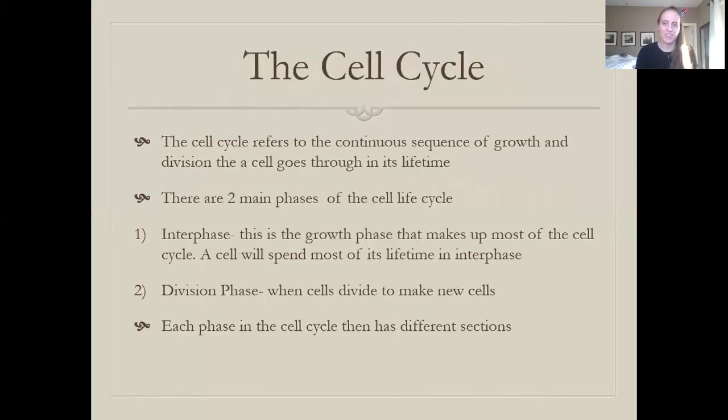So the cell cycle is just all of the different phases of growth and division that a cell goes through in its lifetime. There are two main parts of the cell cycle. There is interphase, which is the growth portion of a cell's life, and it makes up the majority of the cell cycle. Most of a cell's lifetime will be spent in this growth phase. And then there's the division phase, where one cell divides into new cells. Each one of these phases does have different sections.